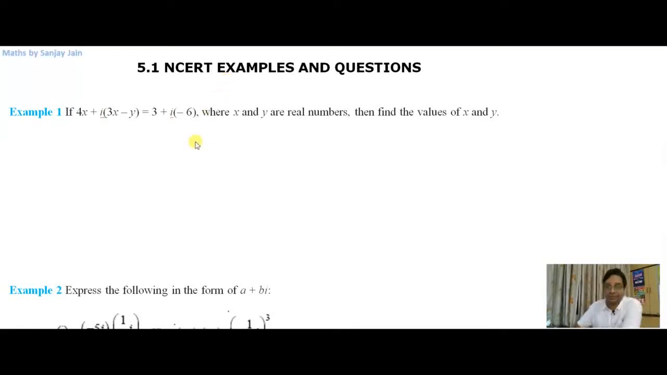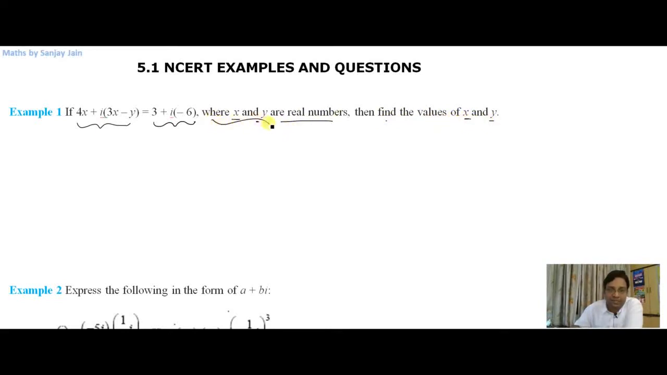Let us solve these questions now. The first question here is, there is this expression on the left hand side and this on the right hand side. These are equal and x and y are real numbers. Now find the values of x and y.